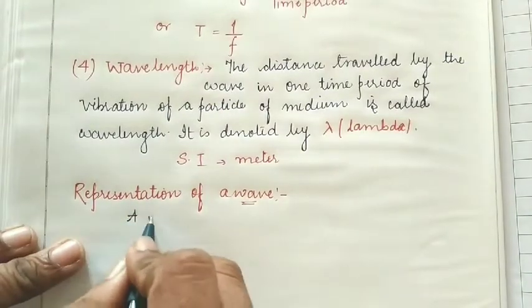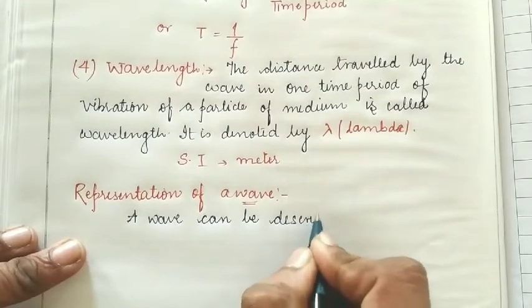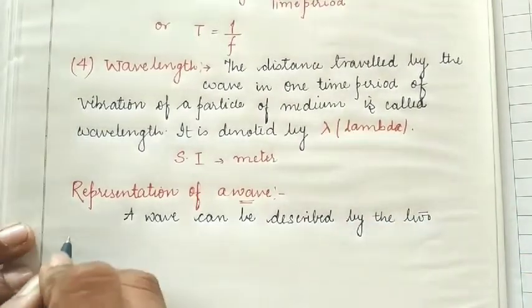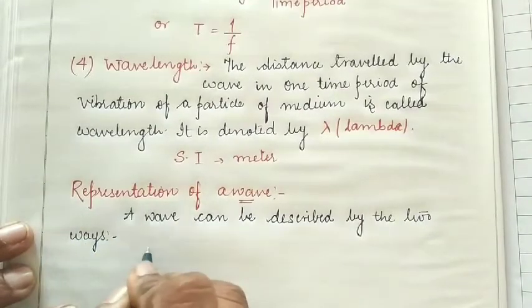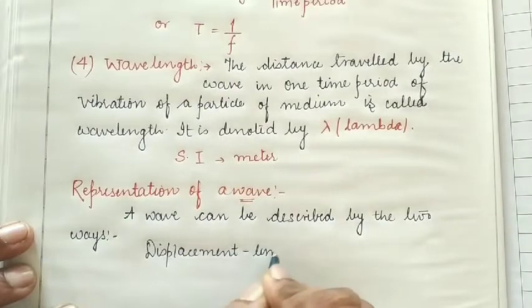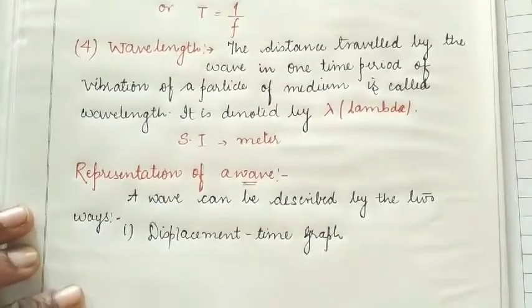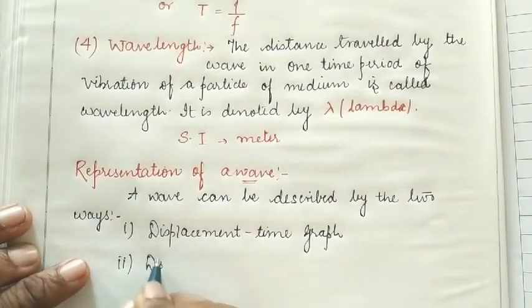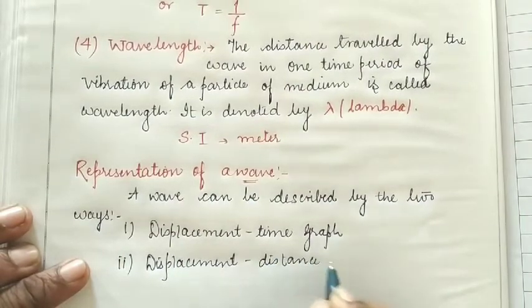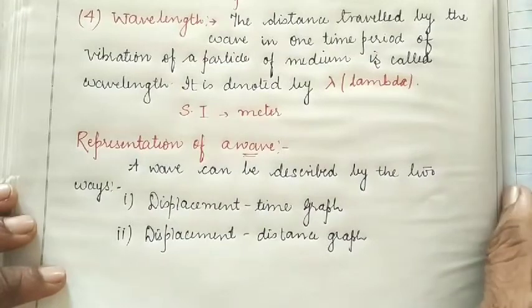A wave can be described in two ways. The first one is the displacement time graph, which means in a particular duration of time how much displacement has happened. The second one is the displacement distance graph. Students, one by one we will discuss these two ways in order to understand how we can represent a wave. So let's start with the first topic, the displacement time graph.